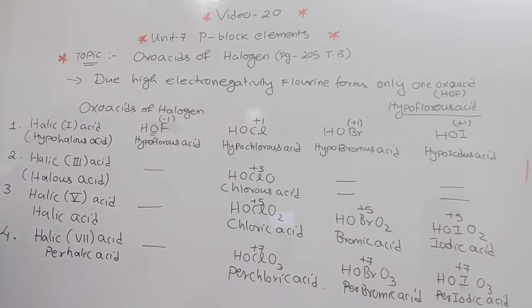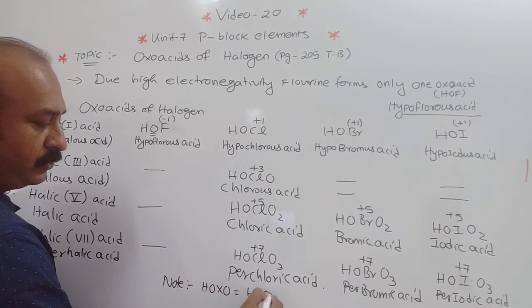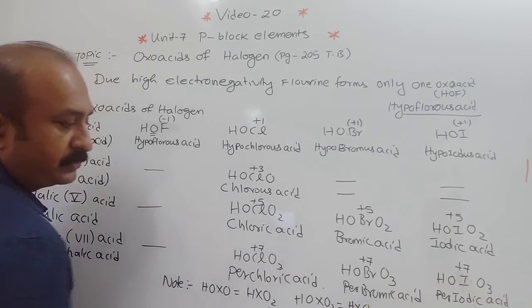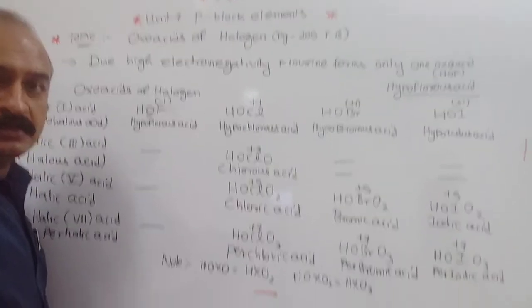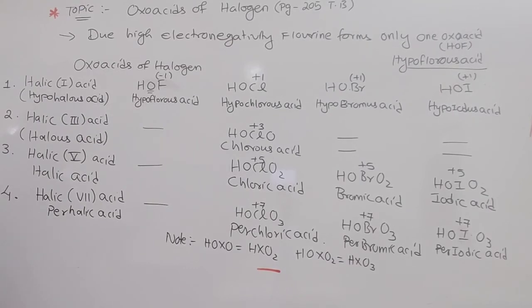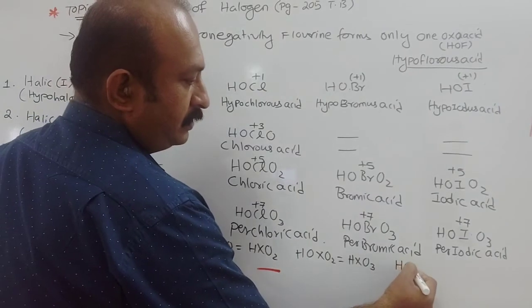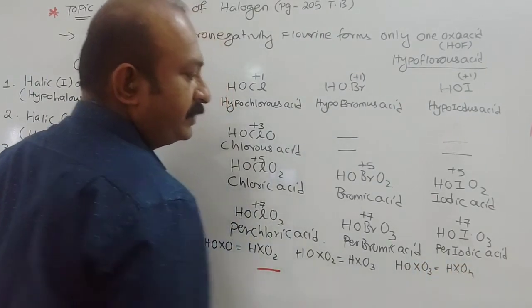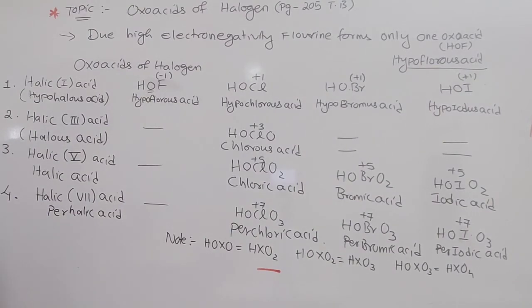Then you can also write here as a note, that is HOX. For the halogen, HOXO can also be written as HXO2. Same way, HOXO2 can be written as HXO3 also. Okay? Can you see that? So like this you can write it. Then HOXO3 can be written as HXO4 also. Understood? So this is the note I wanted to say regarding these acids.